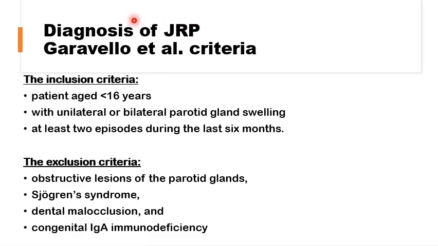A clinical diagnosis can be established based on the criteria suggested by Gravello et al. These include some inclusion criteria, but also a set of exclusion criteria as well. The inclusion criteria would describe an inflammatory recurrent parotitis in a young child before the age of 16, affecting 1 or the 2 parotid glands, and at least 2 episodes during the preceding 6 months. But for the diagnosis to be established, the exclusion criteria includes things like obstructive lesions of the parotid gland, like stones or strictures, Sjogren syndrome, dental malocclusion, and congenital IgA immunodeficiency. These conditions should be excluded before establishing the clinical diagnosis.